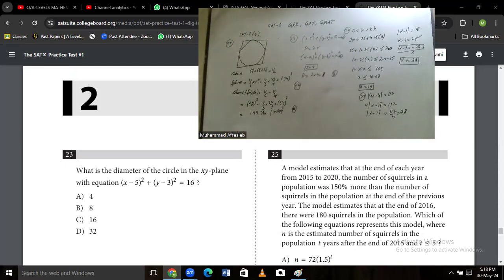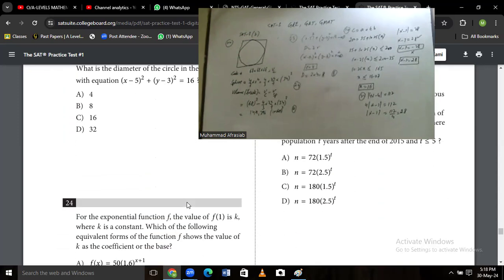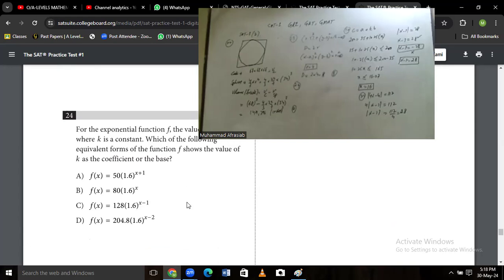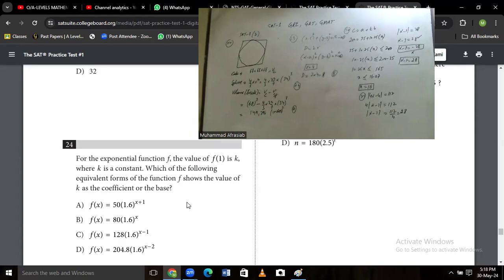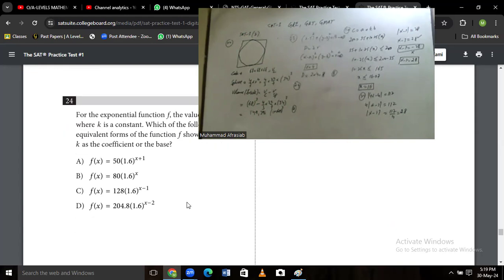Now, next question is 24. For the exponential function f, the value of f of 1 is k, where k is a constant. Which of the following equivalent forms of this equation f shows the value of k as the coefficient? So A choice is 56 into 1.6 power x plus 1.